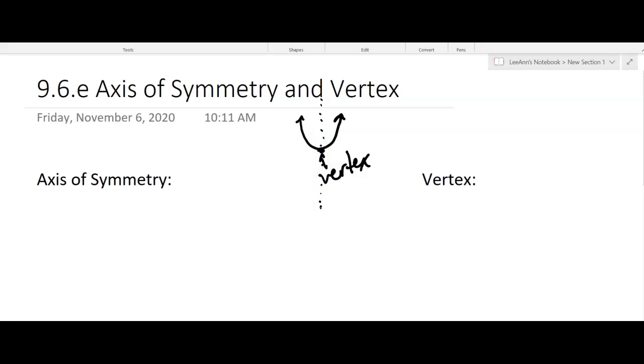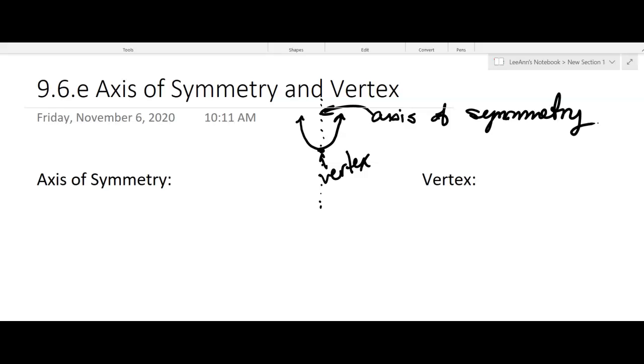It's not part of the graph. It just says if I were to fold my paper on that dotted line, the points on the left would line up with the points on the right. So parabolas are symmetric, and they're symmetric about what's called the axis of symmetry. So this right here is the axis of symmetry. And it's really useful for us to know that. So when we graph points, if we have one on the left, we know there's a matching one on the right. Okay, so how do we find the axis of symmetry?